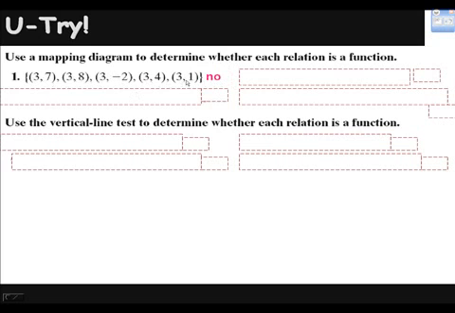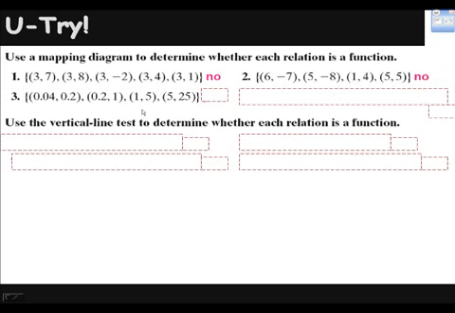Anytime that I have a different value for y for one x, like 3, 7, and 3, 8, that's not a function. Here I've got 6, 5. I've got 5, -8, and 5, 5. That's not a function. You try this one real quick. Notice how all the x's are different? So yeah, that is a function.